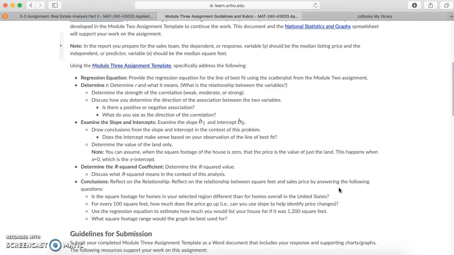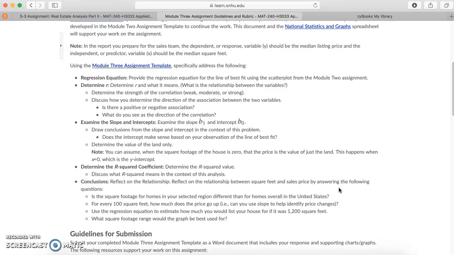Okay, so use the Module 3 assignment template to specifically address the following. First it says regression equation. I'm not going to go through all the details here, we're going to use the template to walk through, but I do want to touch on this. It says to provide the regression equation, determine R and what it means. Remember, R is our correlation coefficient. That's going to tell us if these variables are correlated or not. Determine the strength of the correlation: weak, moderate, or strong. Discuss how you determine the direction of the association between the two variables. Is it positive or negative? And what do you see as the direction of the correlation?